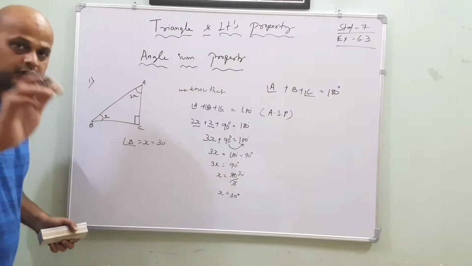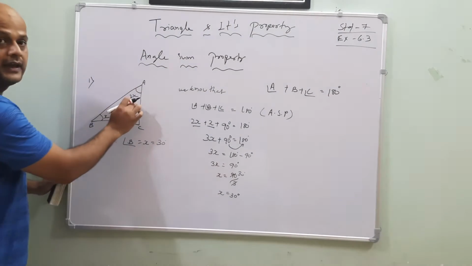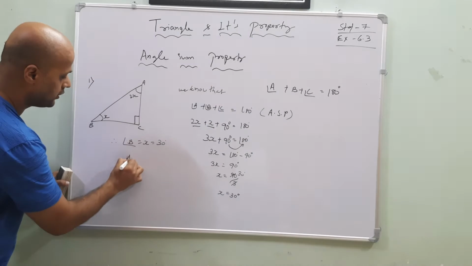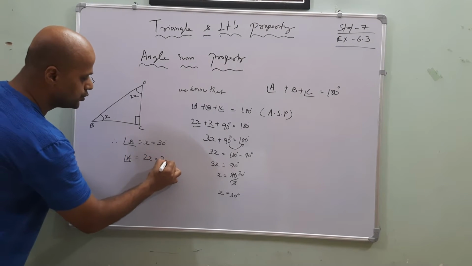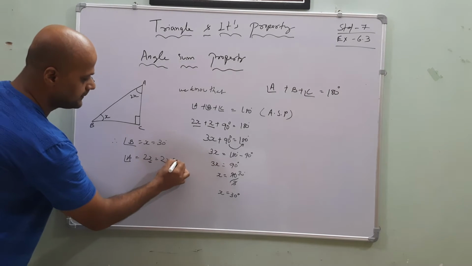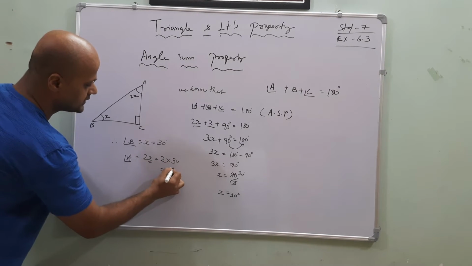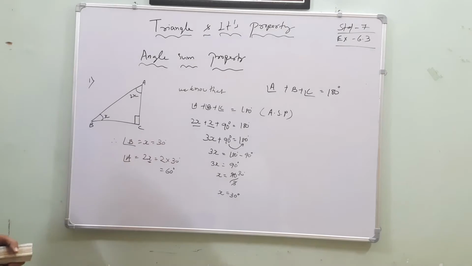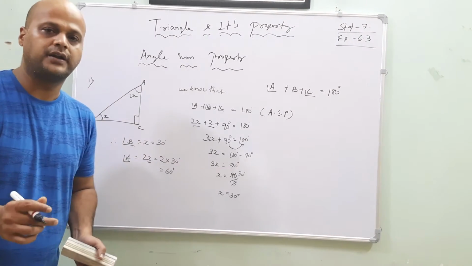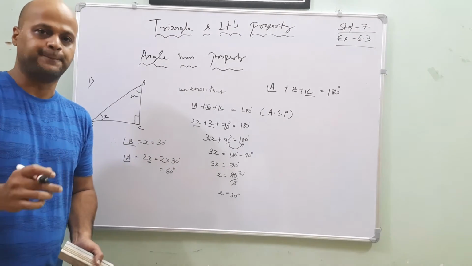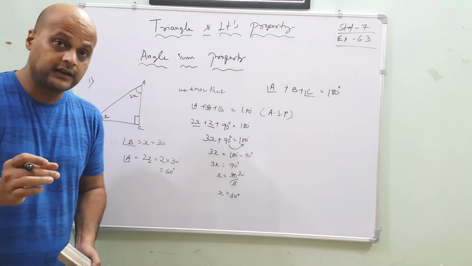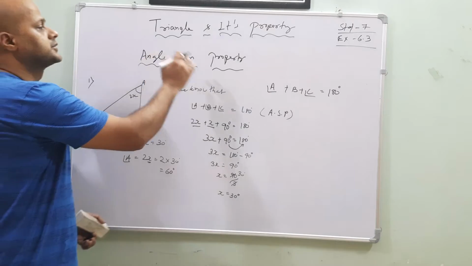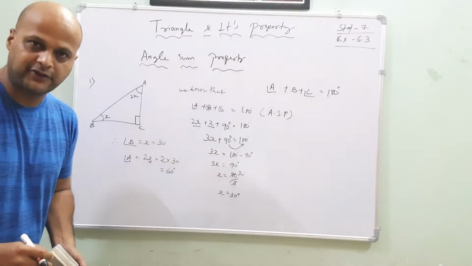But which angle is not given, my dear friends? Angle A is not given. What is the value of angle A? Angle A is 2x, meaning 2 times the value of x, which is 30. So it is 60 degrees. In this manner you have to find each and every value of the triangle by using the angle sum property. Understood, my dear friends?